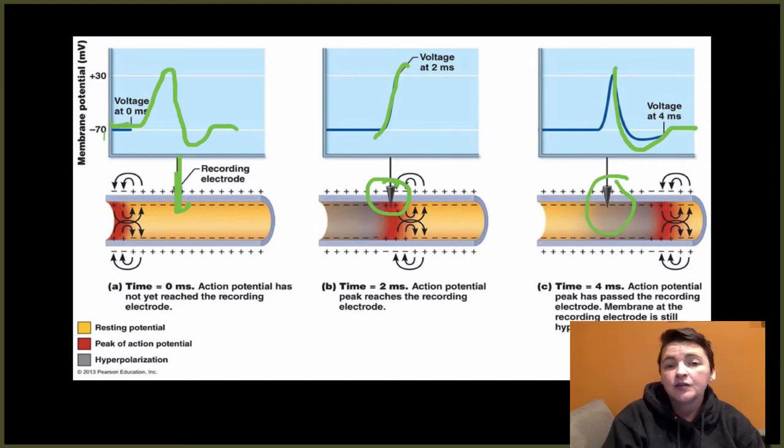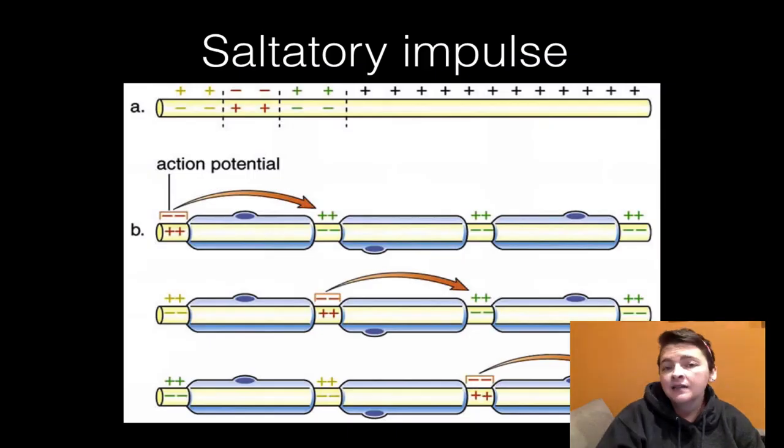At rest, sodium is on the outside, potassium is on the inside. When we have our action potential, sodium and potassium will switch places, and then they are pumped back to their resting potential state. On an axon that has the myelin sheath or the Schwann cells or oligodendrocytes wrapped around, it's going to only depolarize and repolarize the nodes of Ranvier. It's not going to do the whole thing. This allows for a quicker response. This is called a saltatory impulse.